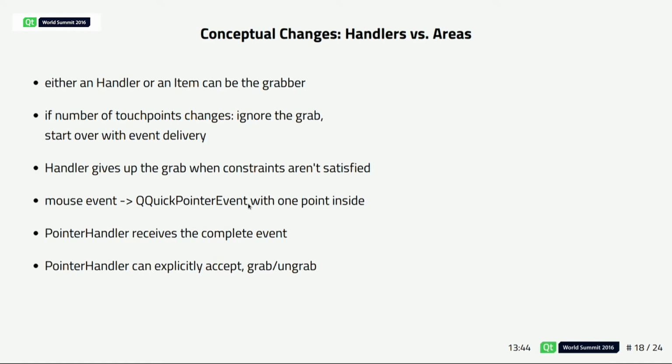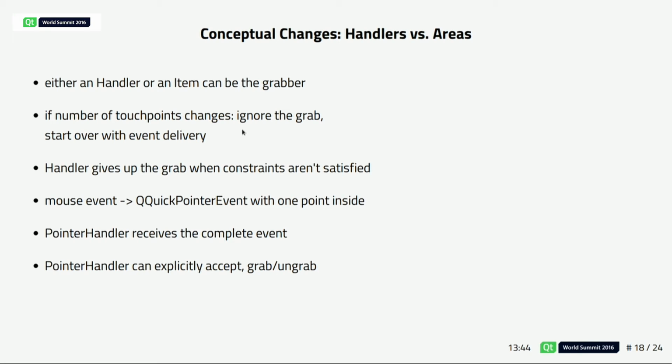So conceptual changes, handlers versus areas. Either a handler or an item can be the grabber, because so far only an item could be the grabber, right? But the handler is just a QObject, it's not an item, so we had to broaden the scope a little bit there. If a handler explicitly grabs, which it does have to do, then it will become the grabber itself. And it also knows what its parent or what its target item is. That's another property. We have this new rule that if the number of touch points changes, we're going to ignore the grab and start over with the event delivery.